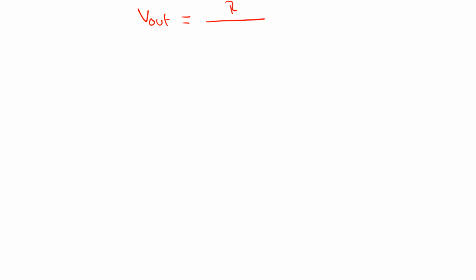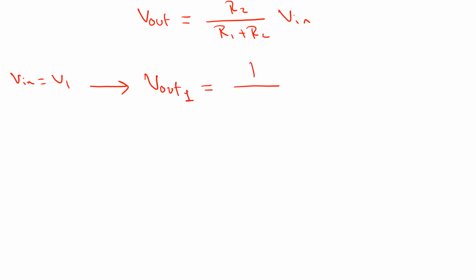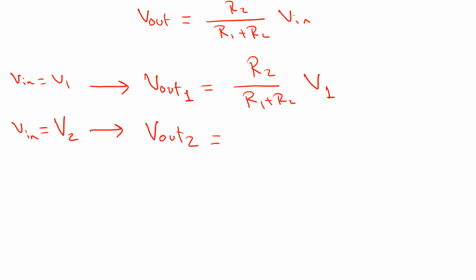Vout is equal to R2 over R1 plus R2 Vin. Now we have Vin is equal to V1, so we can get Vout1. So this is Vout due to input source 1. This is equal to R2 over R1 plus R2 V1. Okay, now if Vin is supplied using the source V2, we can compute the corresponding Vout due to input supply 2. This is equal to R2 over R1 plus R2 V2.